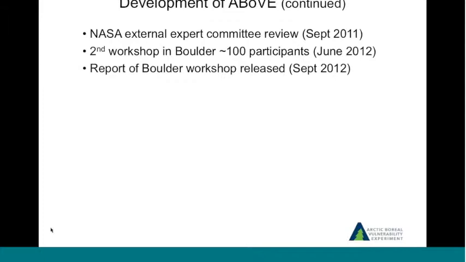And those were reviewed by an expert committee that NASA headquarters put together. They reviewed the scoping study document and all the feedback that we got and said, this is fantastic, it's very ambitious, it's great, it's what we really need to do, but really you should do even more. You should consider the coastal zone and you should focus more on the human dimensions. So we took that to heart.